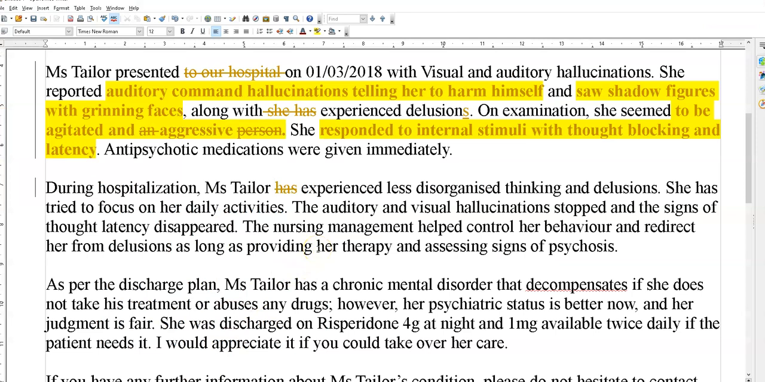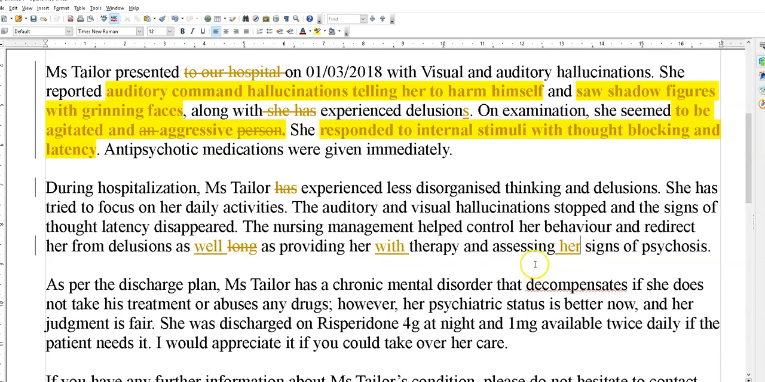As long as provided. So, nursing management helps control her behavior and redirect her from delusions as well as, that's supposed to be as well as, in addition to, as well as providing her with therapy and assessing her for signs of psychosis. Okay, so it's a little bit long. We could maybe cut that down a bit, but okay.